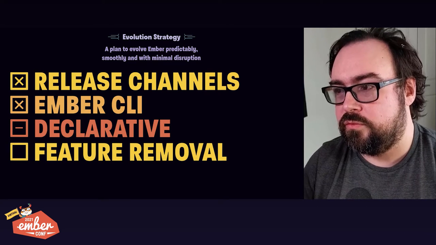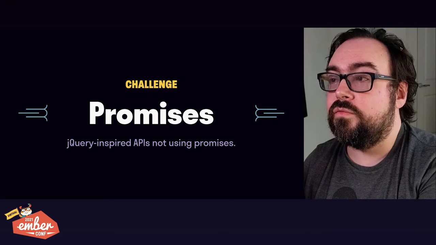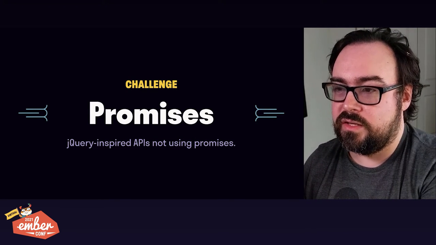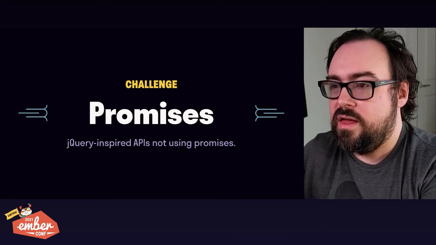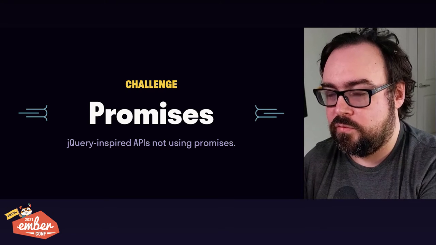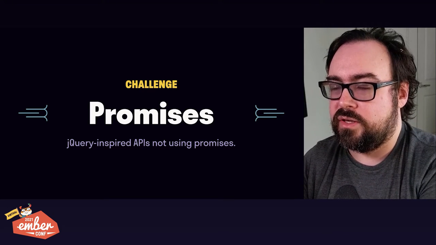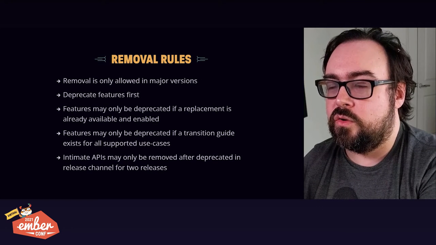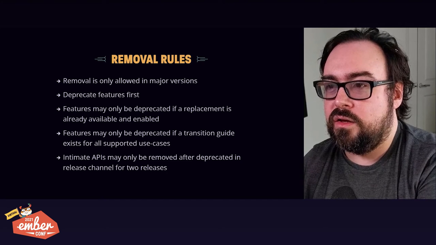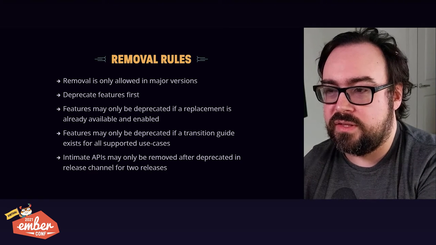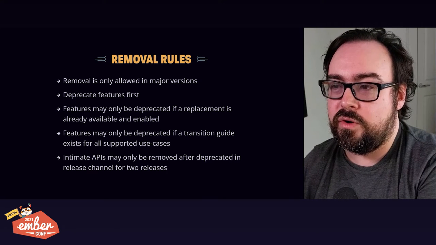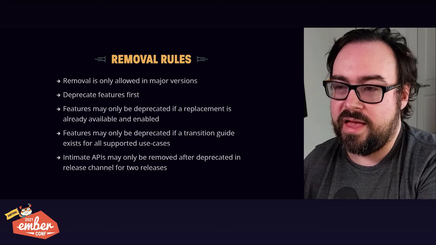But what about removing features? When we first started, we cargo-culted jQuery's defer readiness concept in a bunch of our APIs, but then promises happened. And so we needed a way to remove those APIs entirely, something we hadn't done before. And so we designed our first deprecation system. Of course, you can only remove something in major versions, that's what Semver is all about, but you first have to deprecate features. This is something that Semver doesn't actually say anything about. Additionally, we said that features can only be deprecated in Ember if a replacement is already available and enabled.